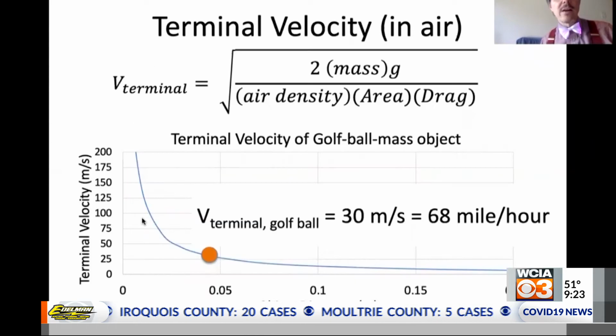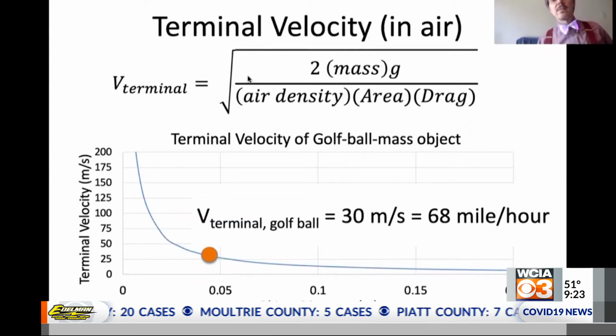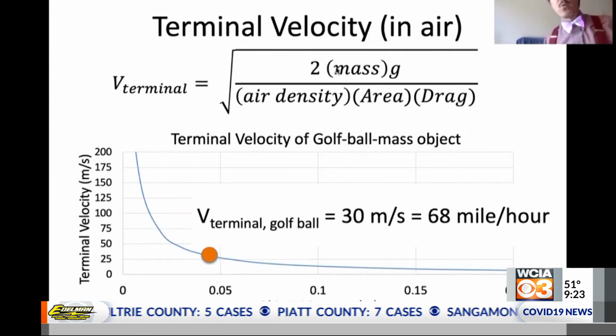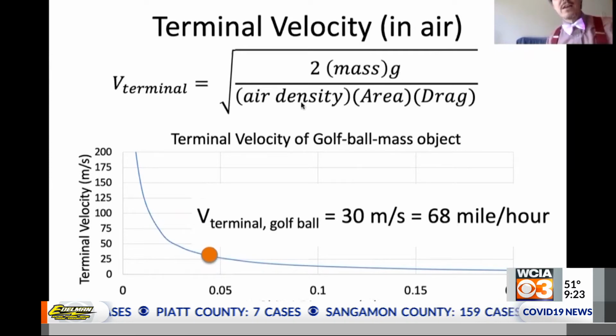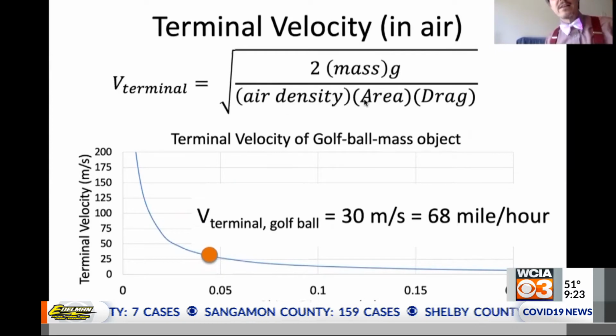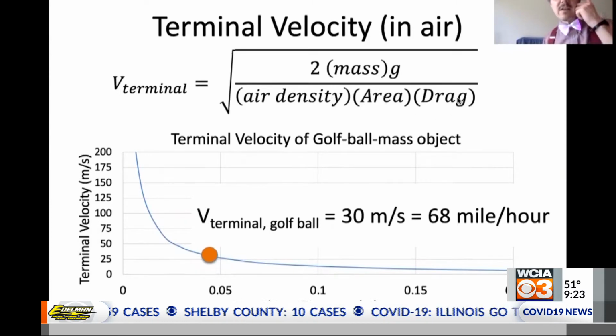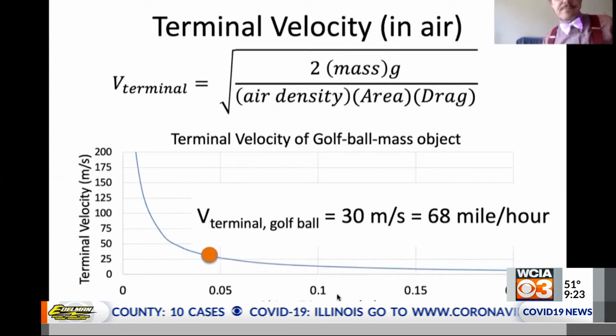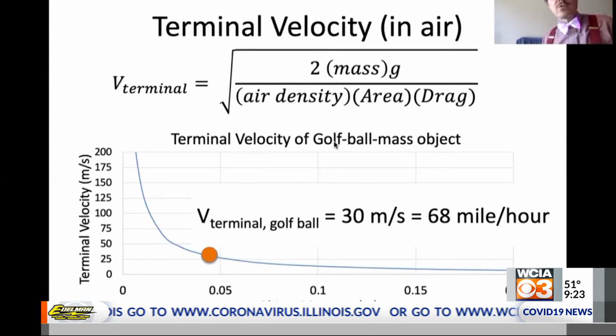And if we do a calculation of that, we'll find that it's just given by the square root of twice the mass times little g divided by the air density, the area of the object, cross-sectional area, and this drag coefficient. So I plotted that here as a function of the size of an object, but this is a little strange how I've done it.